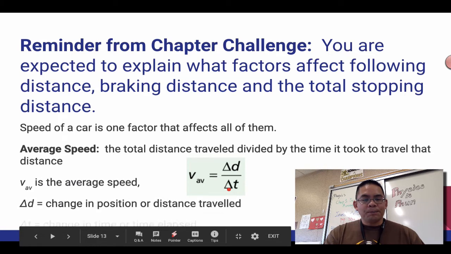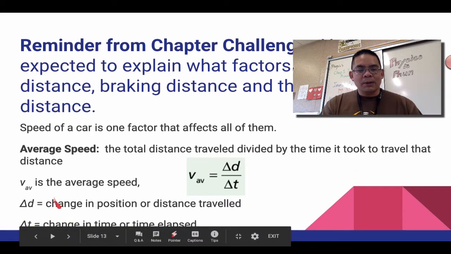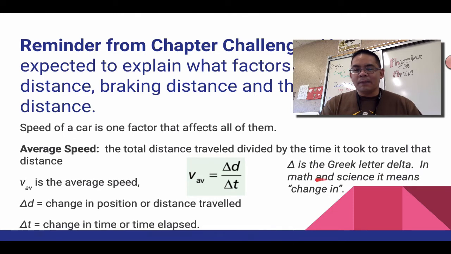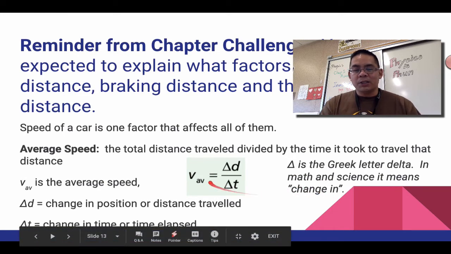So those are the symbols. V average right here is our average speed. The change in D, which is delta D, is a change in position or distance traveled. And on the bottom, delta T is a change in time, or time elapsed. Now, looking at this new symbol, delta, you might have seen it in mathematics. Delta is the Greek symbol delta. In math and in science, it means change in. So this is the change in distance or change in position. This is the change in time, and those things can just be entered in.